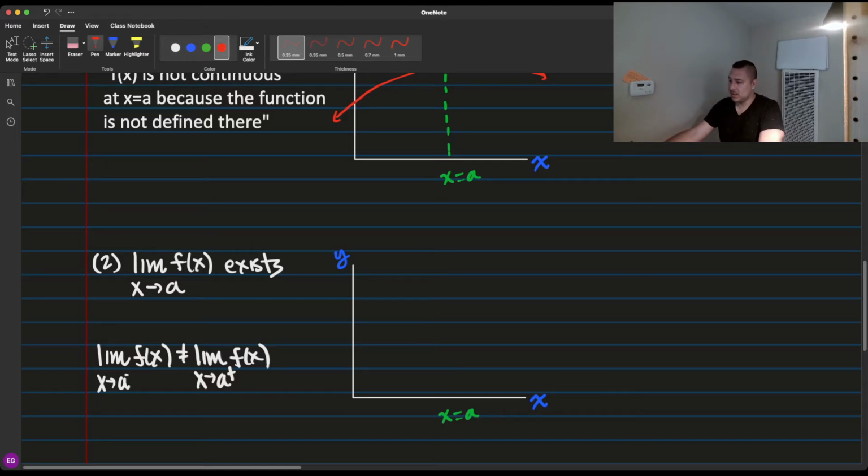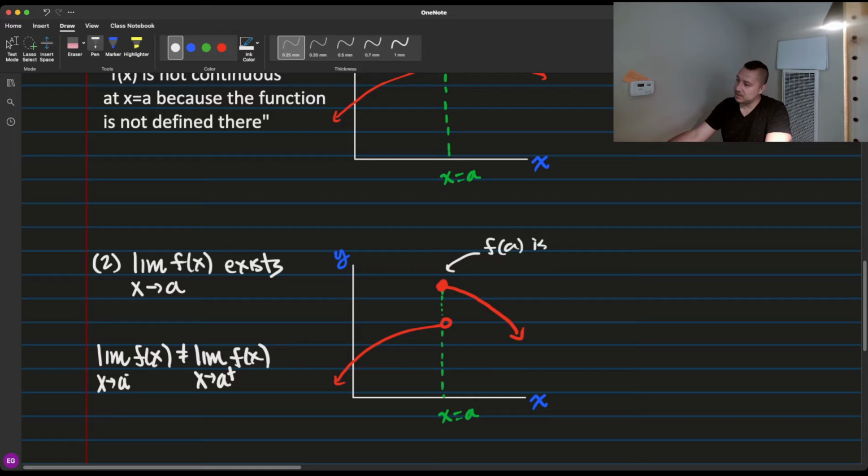So what would your function look like? Something like this. We're approaching a from the left, and let's say you go to this point, and then you approach a from the right, and let's say you approach this point. So in this case, you can see that definitely the limit doesn't exist because the two one-sided limits don't agree with each other. Also notice, because I have a filled in dot here, f of a is defined.